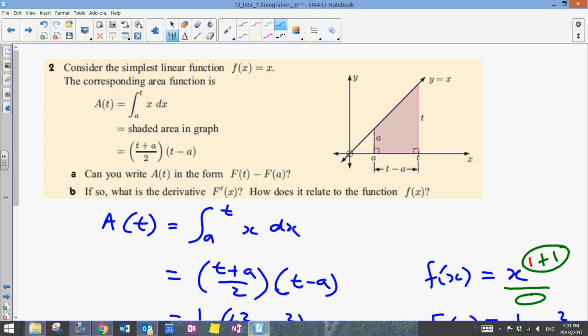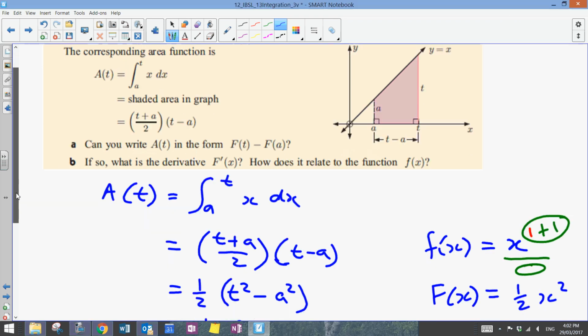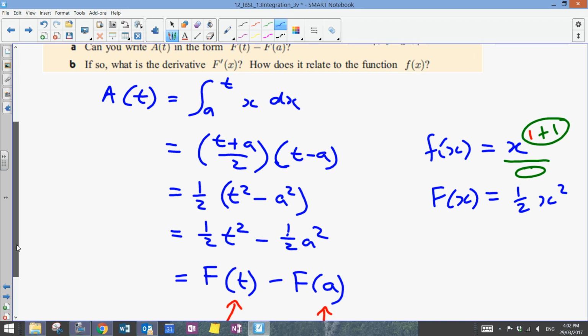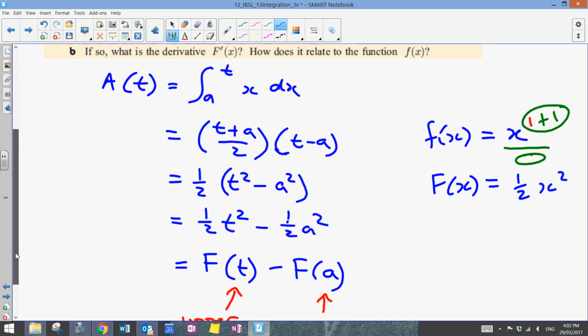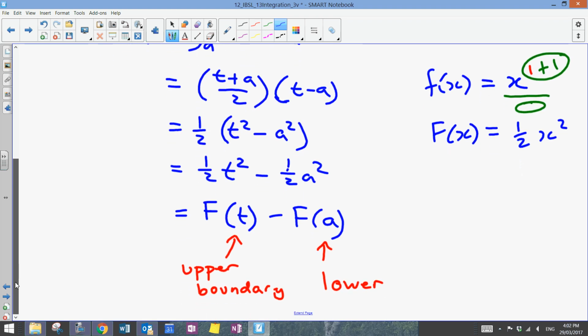We also went through a similar example with a trapezium. If we have a linear function and we block it off between a and t, we get a trapezium, and we notice that we also got an expression for the antiderivative. I'm going to scroll in case you'd like to try this one again on your own, very similar to the one that we did in class. And you still wind up with your antiderivative evaluated at your two endpoints.